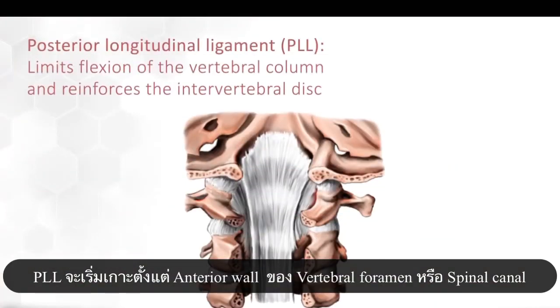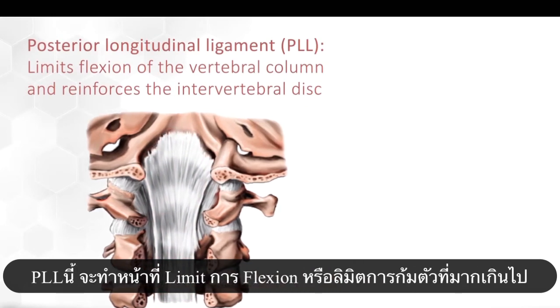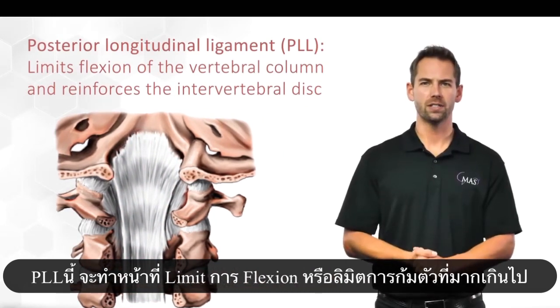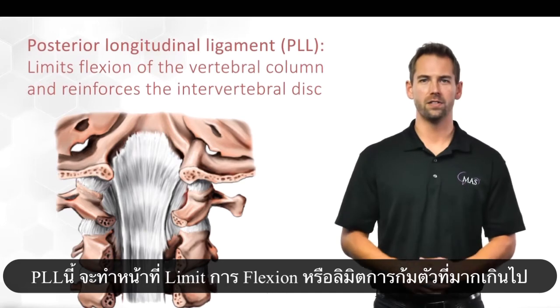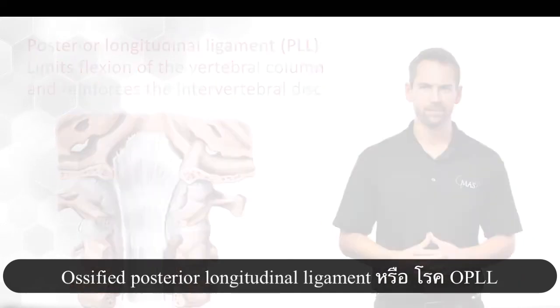Forming the anterior wall of the vertebral foramen, or spinal canal, is the posterior longitudinal ligament, or PLL. It narrows as it travels downward and also has a serrated edge. The PLL's function is to limit flexion of the vertebral column and to reinforce the intervertebral disc.